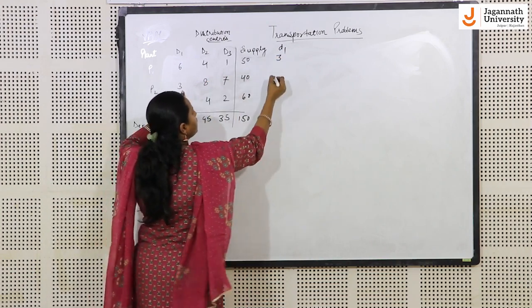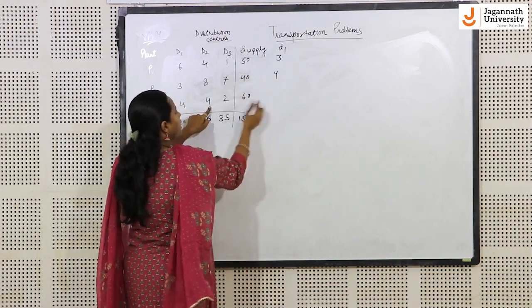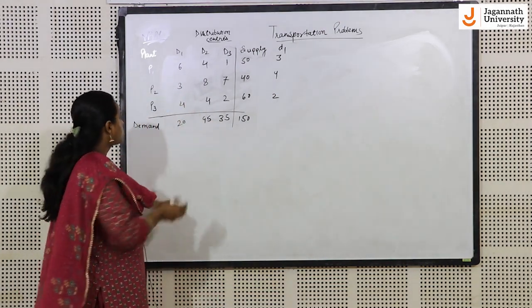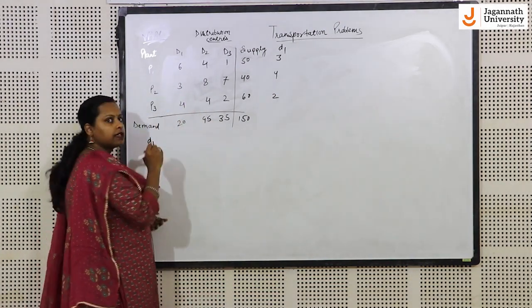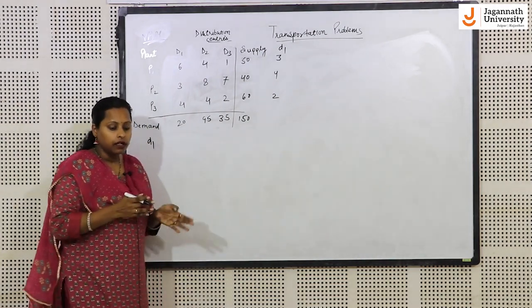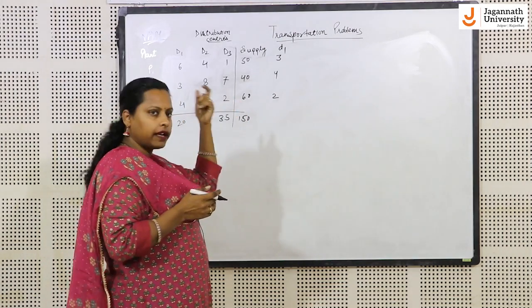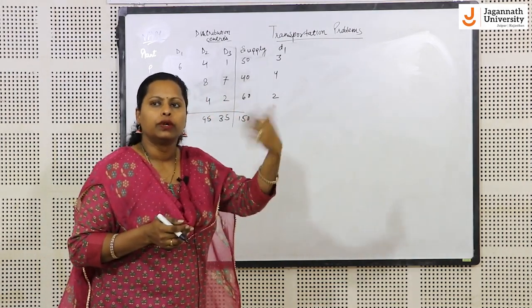In 3 and 7 the difference is 4, in 4 and 2 the difference is 2. You have to calculate the difference column wise too. Fine. So difference number 1, this is what? So what we can do, we can calculate differences by like D1, D2, D3.